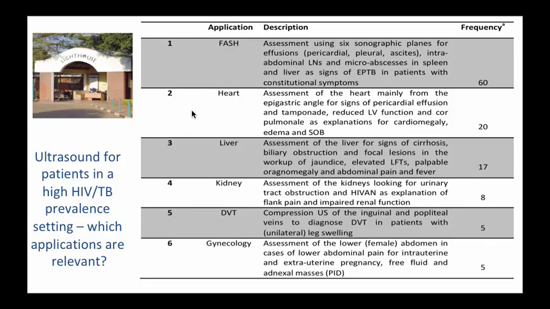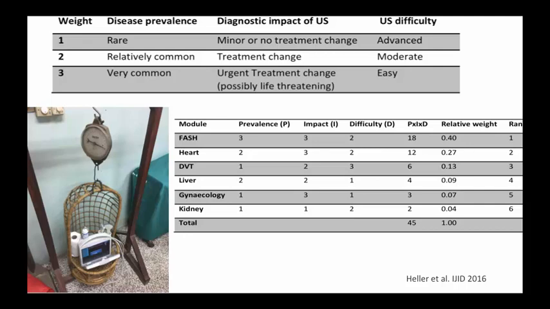But what you see is that the second most common question was heart. There were heart problems which led the clinicians to say, I would need an ultrasound here to assess the heart. That was followed by liver, kidney, deep vein thrombosis was seen in only few patients, and then gynecological problems. These were the 6 modules which we looked at.